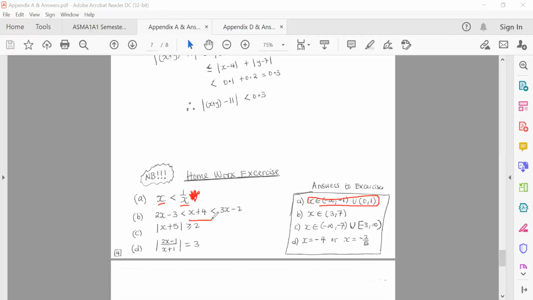This one, split it into two using 'and' because it's an intersection. Then this one, we've already done an example that looks like this. This one obviously is an equal to, means you get rid of this absolute value, then you introduce a plus or minus. Then you have two statements. Either this statement is equal to 3 or is equal to minus 3, and then you're good to go. All right.